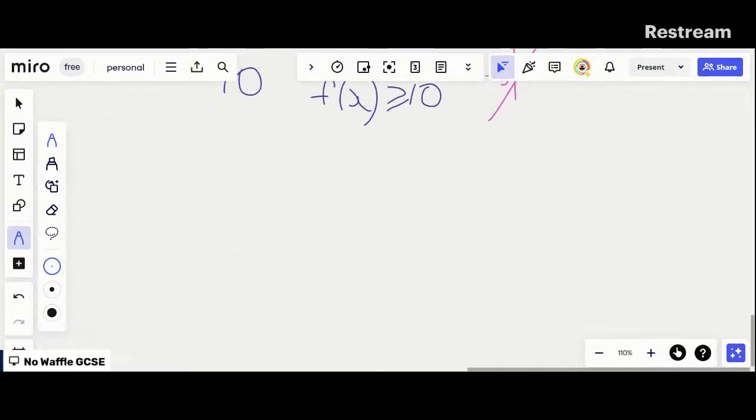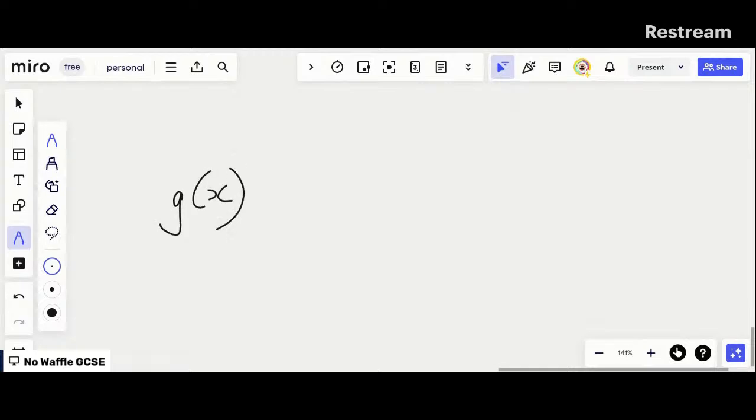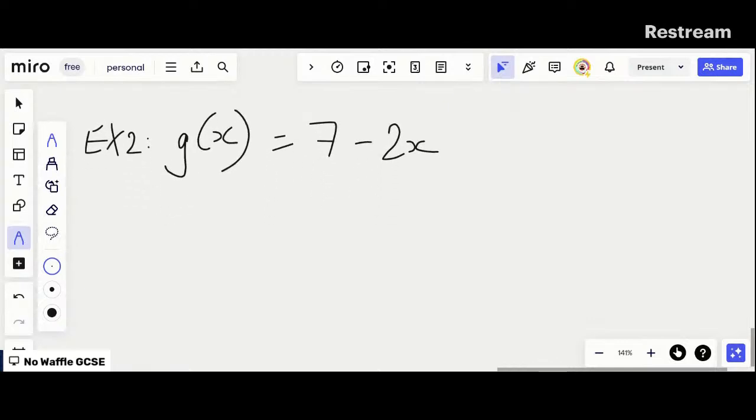Okay, now let's do a similar one where you have to, again, find the range. So you're given another function, g of x is equal to 7 minus 2x. And you're given that the domain is x is greater than or equal to 2.